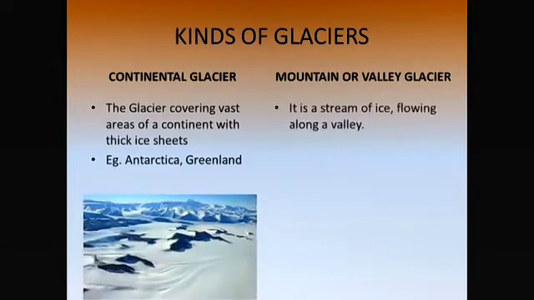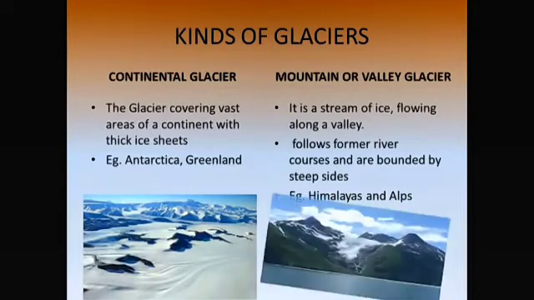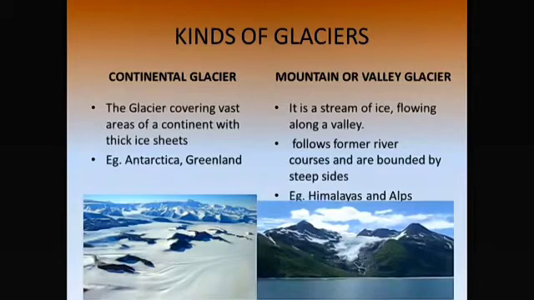A mountain or valley glacier is a stream of ice flowing along a valley. It usually follows river courses and is bounded by steep sides. Examples: Himalayas and Alps. This is an example of a mountain or valley glacier.